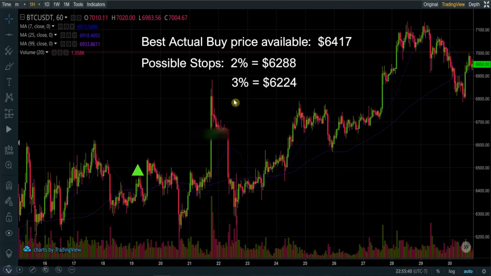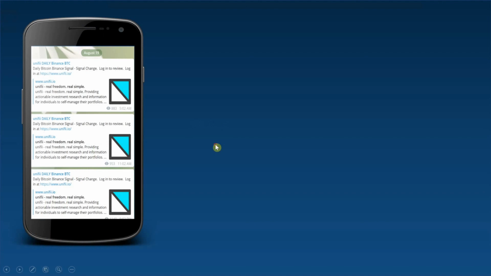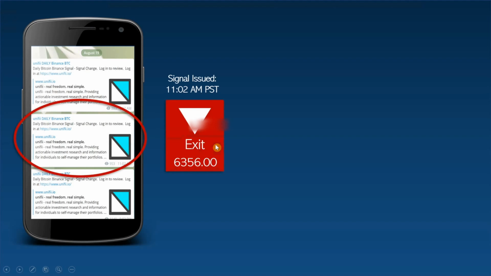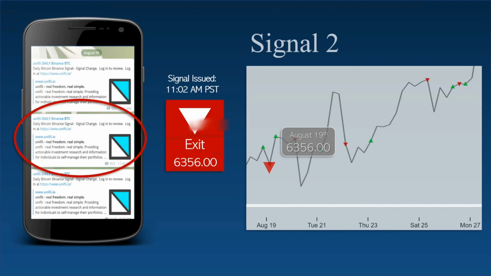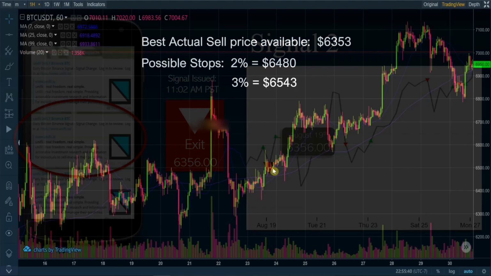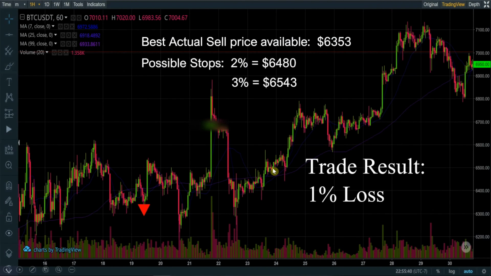I have my stop losses at 2% or 3%, and some people use stop losses even higher if they want, but I like to only risk 2 to 3%. All right, and let's see, the next signal is going to be a sell. That sell came in at 63.56. It shows here in the Unifii chart. This trade, unfortunately, was a loss of 1%.